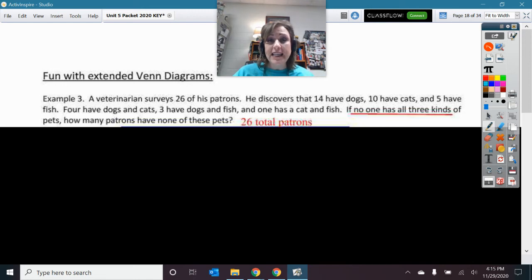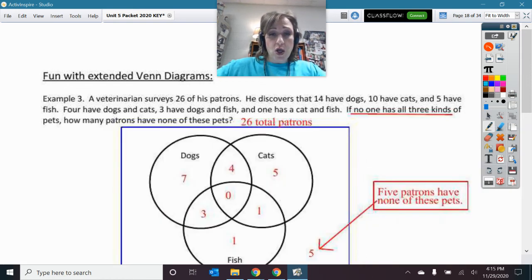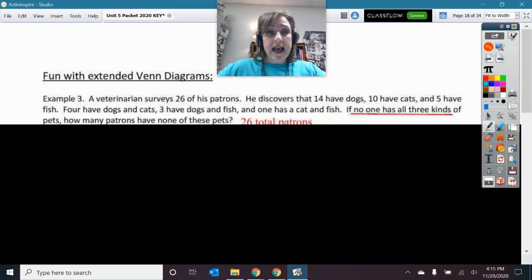Now, you need to start in the middle. In the middle is where there would be all 3 pieces of data. So you need to look and see how many have all 3 kinds. That's where you must start. And it tells me no one has all 3 kinds.